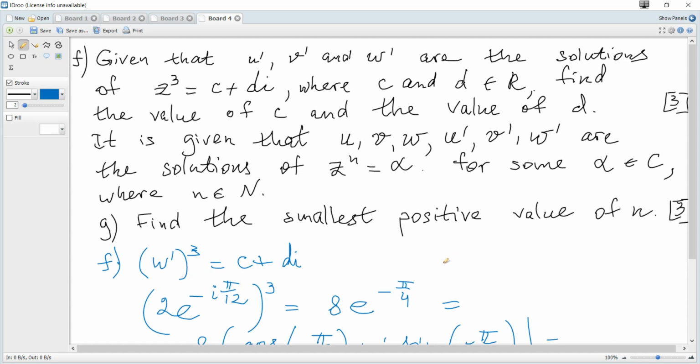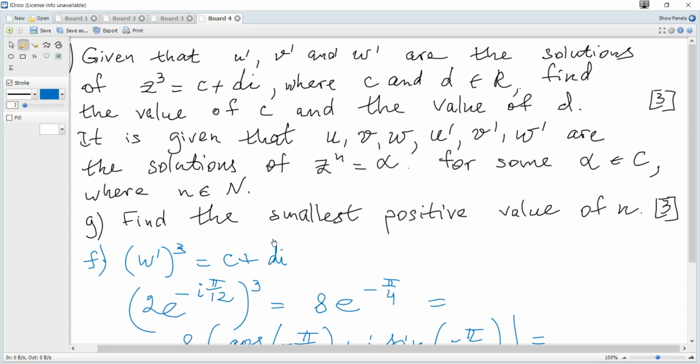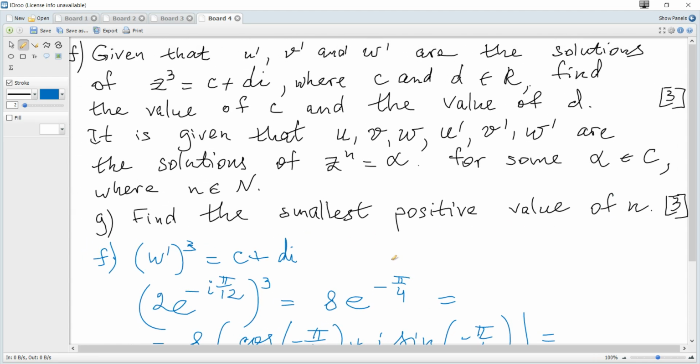Next, it is given that u, v, w, u primed, v primed, and w primed are the solutions of z to the power of n equals alpha, for some complex alpha and natural n. G, find the smallest positive value of n. Notice that these six values are not all the possible roots. It's just a part of the roots.